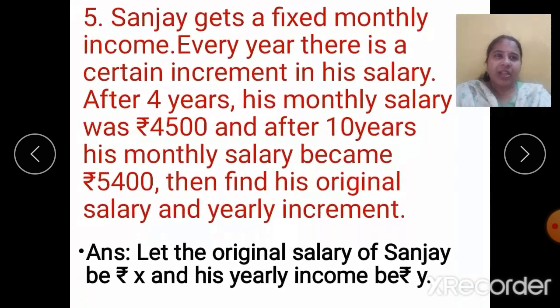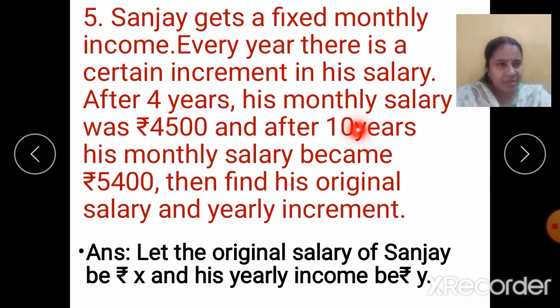See this. Every year there is a certain increment after 4 years, right? So x will be fixed. Since it is 4, this y will get multiplied by it. So x plus 4 into y is nothing but his income, that is 4,500. Now with this, can you guess the second equation? Look at this. After 10 years, this monthly salary will become 5,400. Now it is after 10 years. This will be fixed, so x will be there.